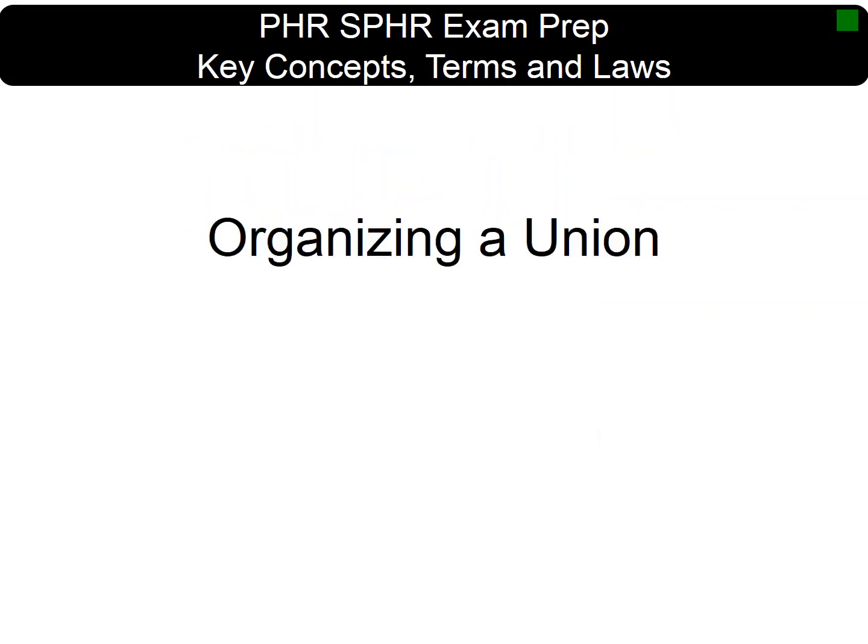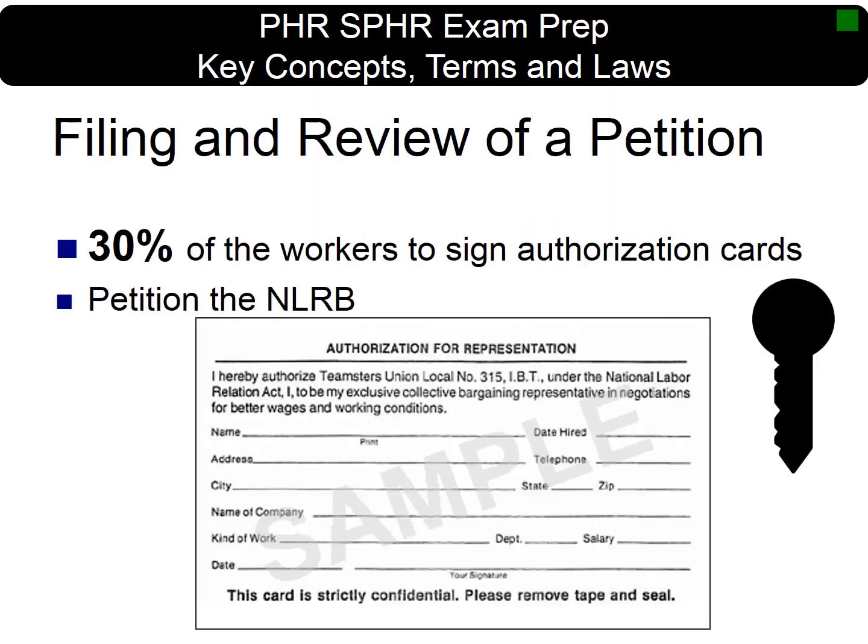How to organize a union. The first step is to get at least 30% of the workers to sign authorization cards calling for a union to represent them. Then you can request permission from the NLRB to hold an election.